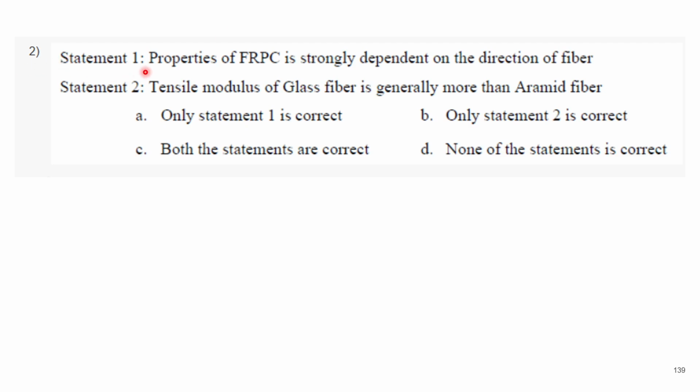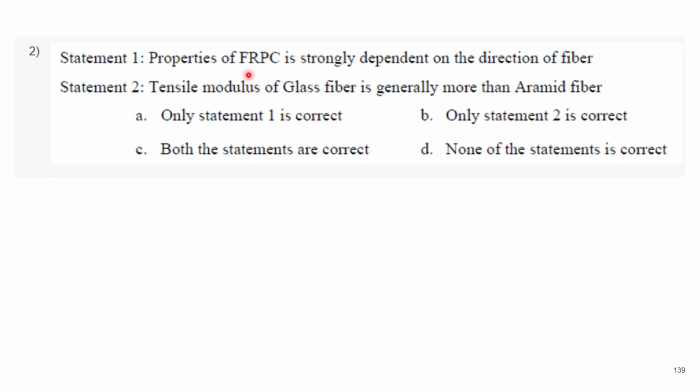Second question. Statement 1: properties of FRPC are strongly dependent on the direction of fiber. And statement 2: tensile modulus of glass fiber is generally more than aramid fiber. A. Only statement 1 is correct. B. Only 2 is correct. C. Both are correct. Or D. None of them is correct. So which is the right option?